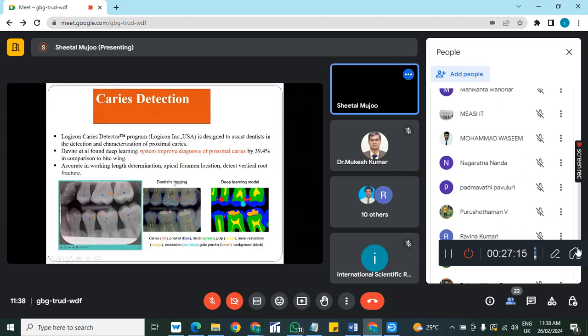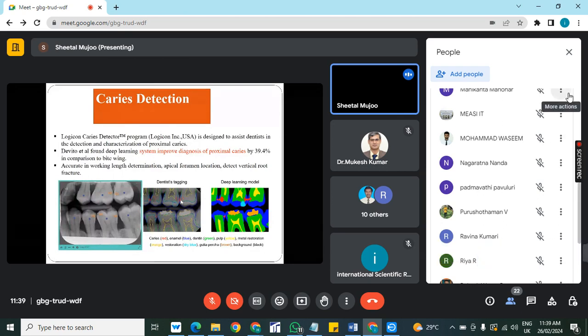You can see in this image how these deep learning systems help us to detect caries in the proximal areas, as compared to bitewing radiographs. They can easily help you to detect where is the enamel, where is the dentine enamel junction, where is the pulp, where is the caries, and how the caries progression is occurring. Has it crossed the dentine enamel junction or not, is it involving the pulp or not, where exactly is the apical foramen, where is the working length determination if you're doing any kind of endodontic treatment, or any vertical root fracture. These all can help you to detect.